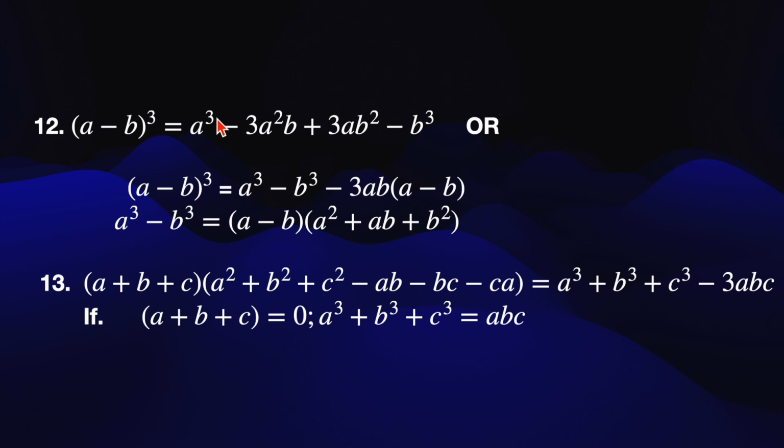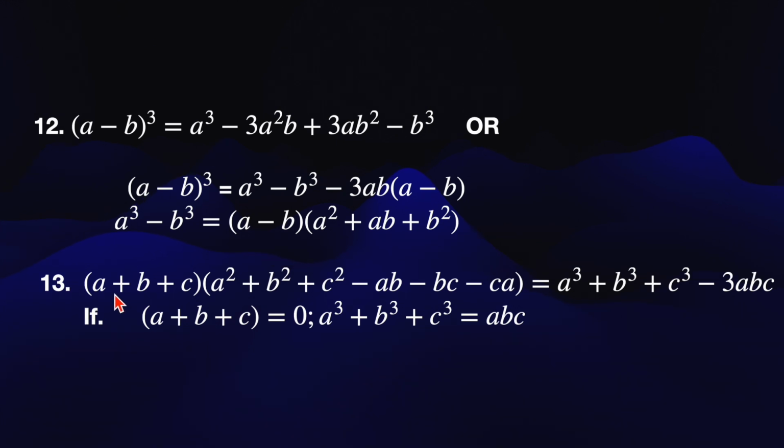So here (a minus b) whole cube, again it is simple, a cube minus 3a square b plus 3b square a minus b cube, or (a minus b) whole cube is equal to a cube minus b cube minus 3ab, take it out common. What is left is a minus b in the bracket. a cube minus b cube is equal to (a minus b) into (a square plus ab plus b square).